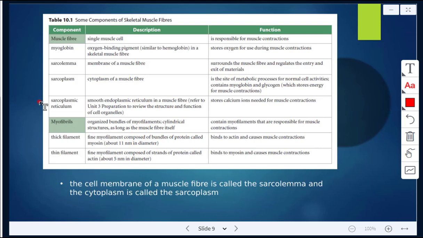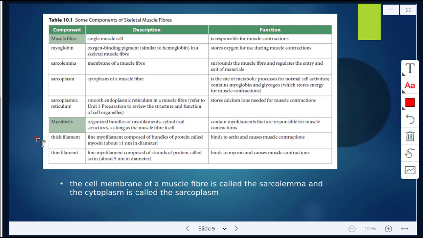Then we have a sarcoplasmic reticulum. It's the smooth endoplasmic reticulum in a muscle fiber. It stores calcium ions needed for muscle contractions. Next, we have myofibrils. These are those organized bundles of myofilaments that we saw in the previous diagram. They're cylindrical structures as long as the muscle fiber itself, and they contain the myofilaments that are responsible for muscle contractions.